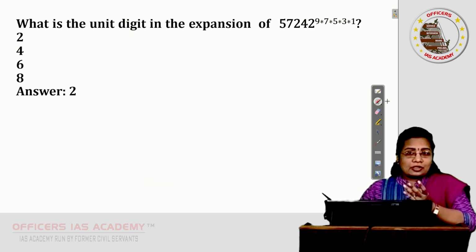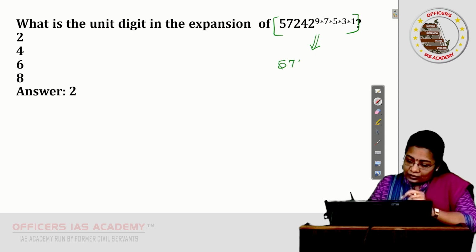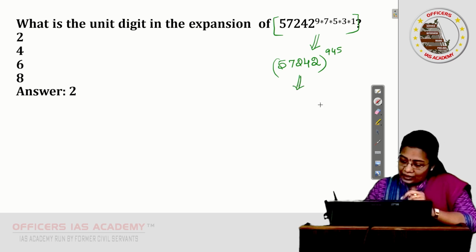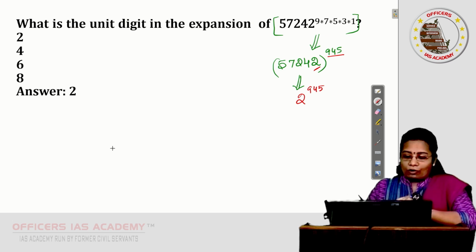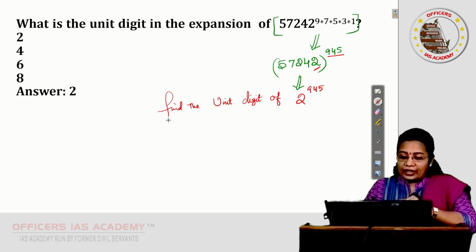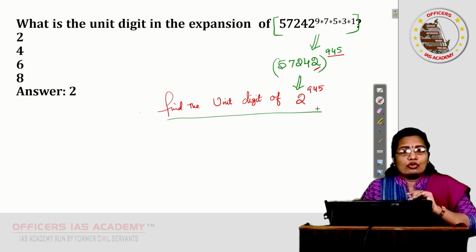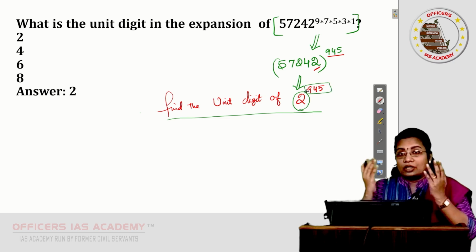We have learned two concepts, concept number 1 and concept number 2. So, according to concept number 2, I can write this entire number as 2 power 945. Now, the requirement is you need to find the unit digit of 2 power 945. I have rewritten the question as find the unit digit of 2 power 945. Here you can notice one thing, the base is a smaller number and the power is a larger number.